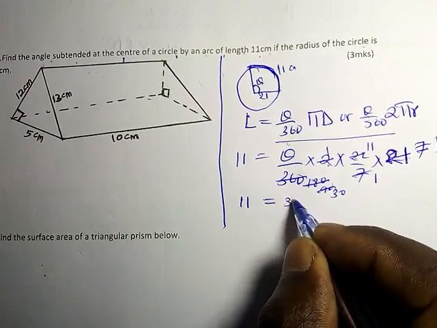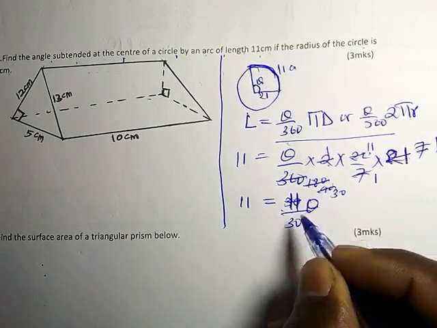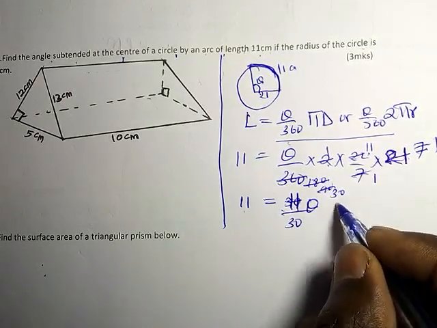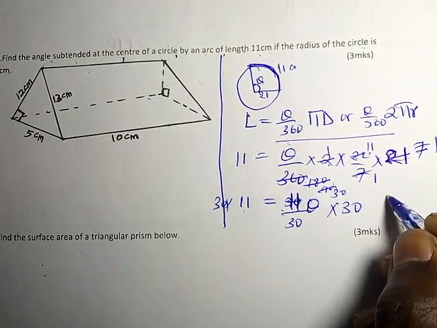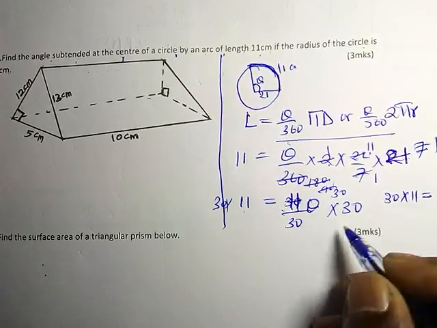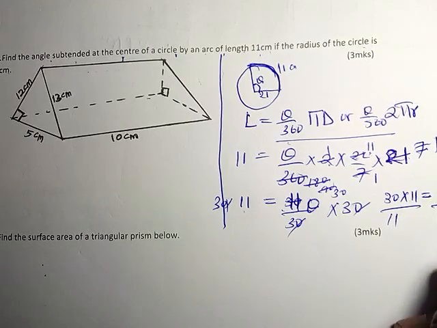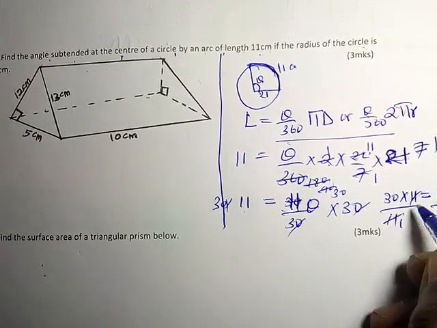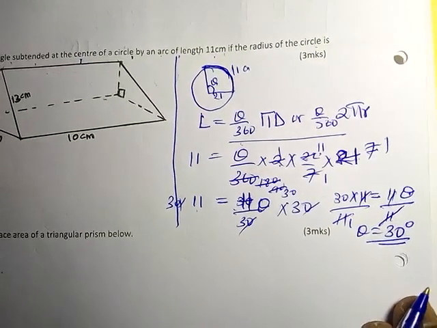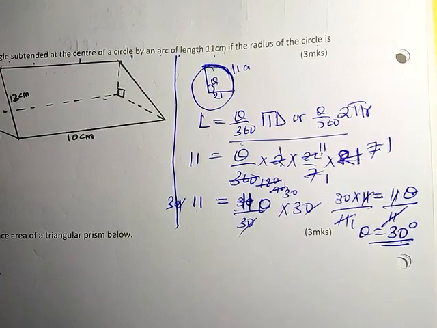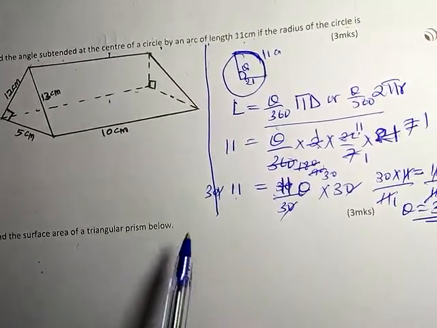Now we have 11 over 30 theta equal to 11. So we will multiply by 30 on both sides. So we will have 30 times 11 equal to 11 theta. So divide by 11 on both sides, so that we remain with theta here, and this will give us that theta equals 30 degrees. So this figure was supposed to be used in this question here.